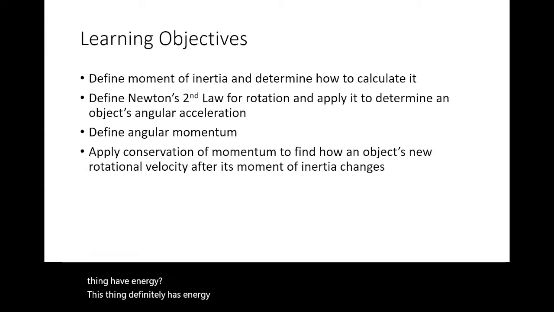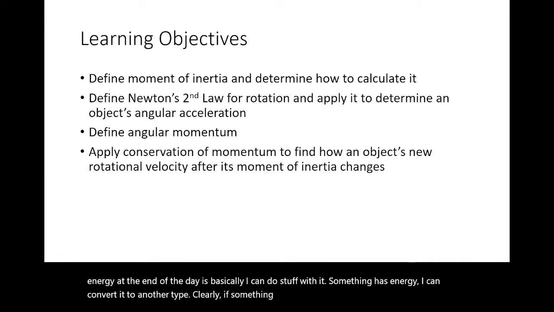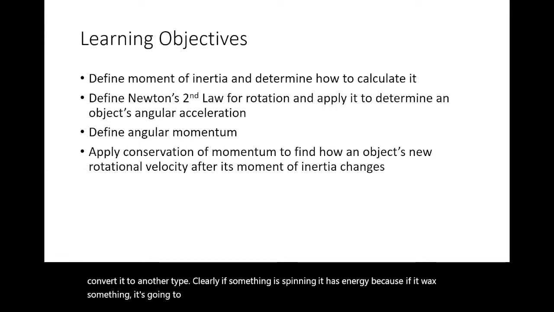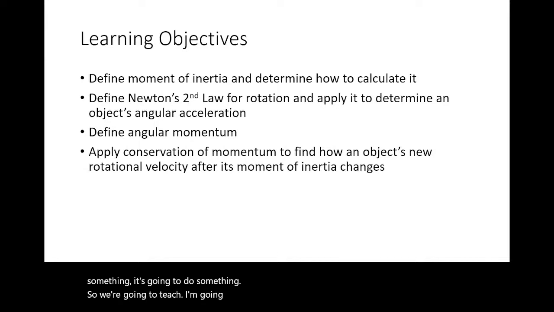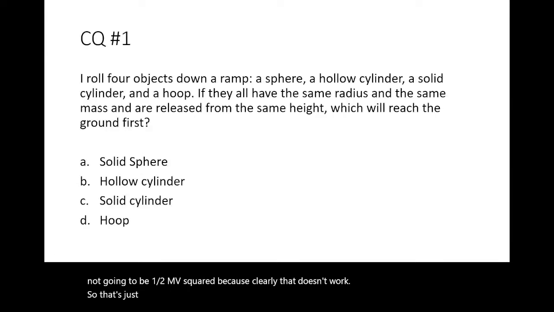How do you know it has energy? You can do stuff with it. Energy at the end of the day is basically I can do stuff with it. If something has energy, I can convert it to another type. Clearly, if something is spinning, it has energy because if it whacks something, it's going to do something. So I'm going to teach you all how to find the energy of a spinning object. It is not going to be 1/2 mv² because clearly it doesn't work. That's just foreshadowing. So we'll get to that as well.